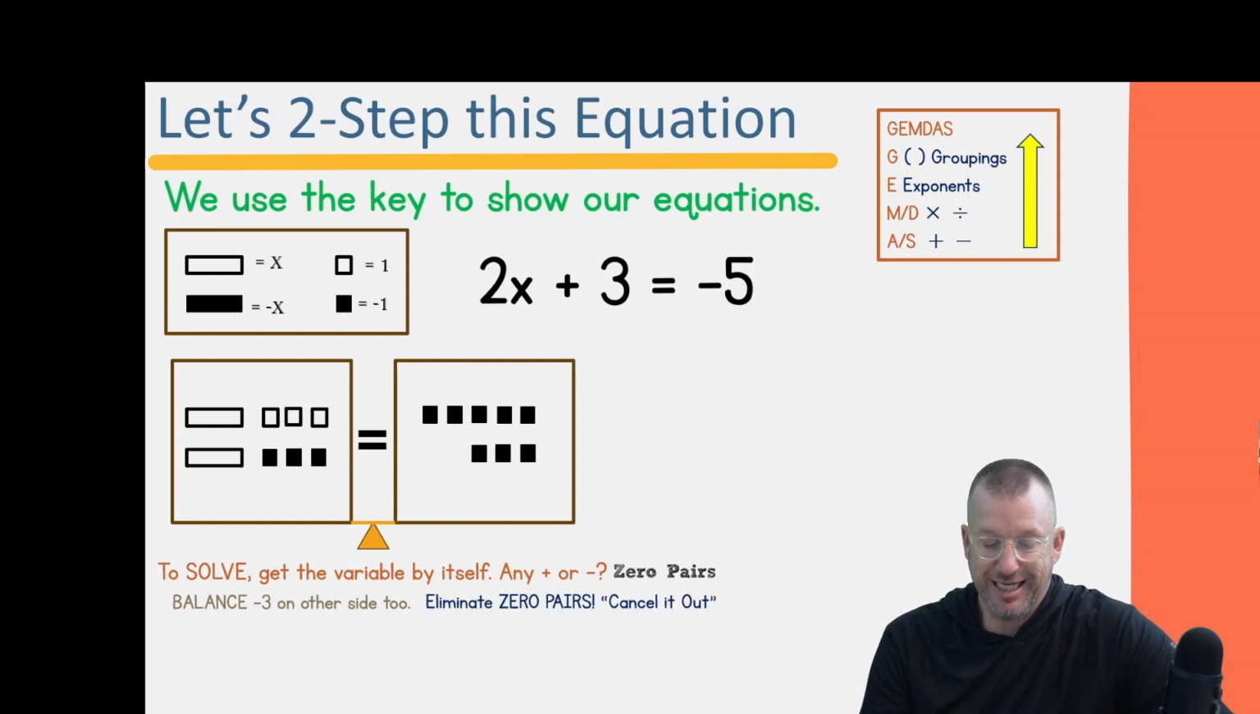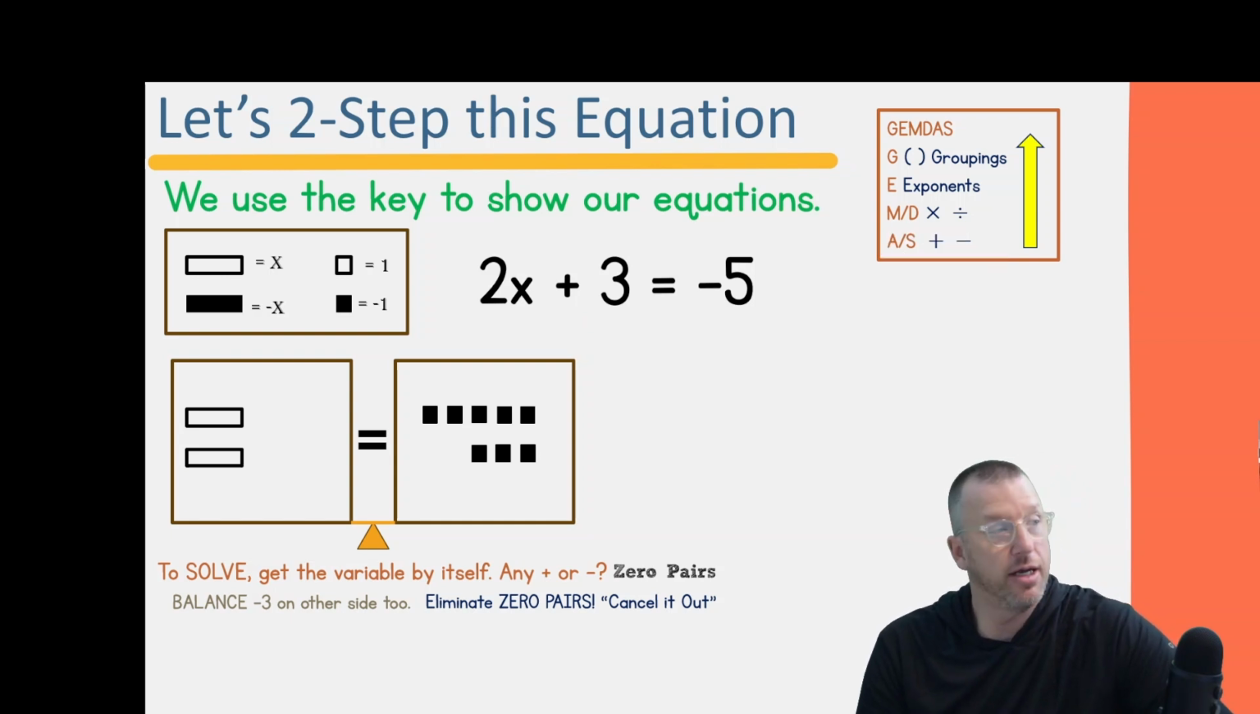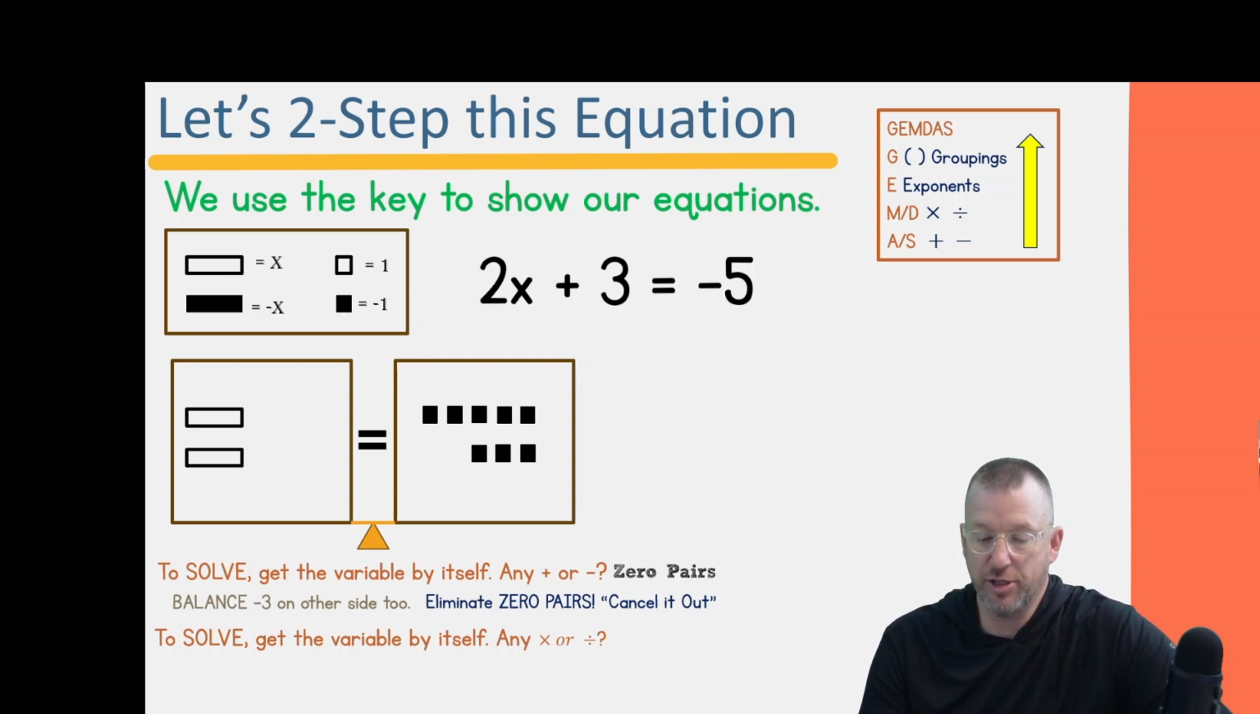And remember, get rid of those 0 pairs. You're going to start hearing me say this: cancel it out. The 0 pairs kind of cancel each other out, don't they? So we're going to go ahead and get rid of them. Last time we were done, but that was our first step. This addition and subtraction was our first step. These are called two-step equations, so there's a second step. To solve, get the variable by itself. There's no more addition and subtraction, but there is multiplication and or division. This is 2 times x.